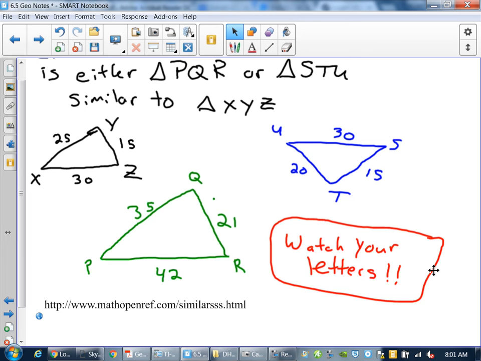I'm looking at YZ is the small one. YZ is the second two letters. So in triangle STU, the second two letters are what? Well, YZ are these two. So TU, does that match up? So it'd be 20.